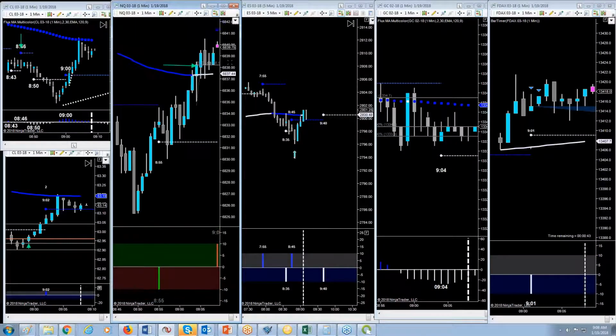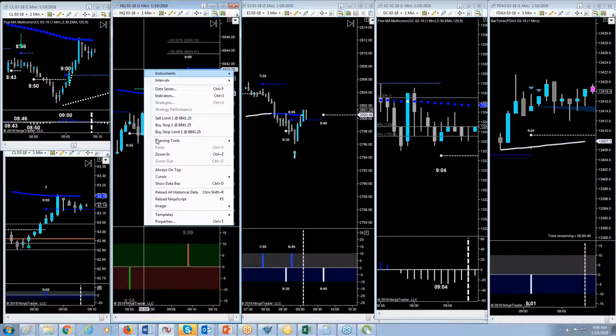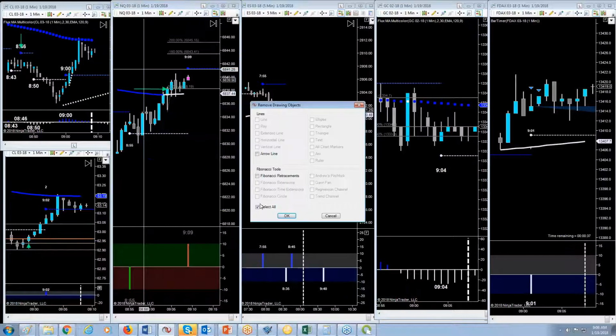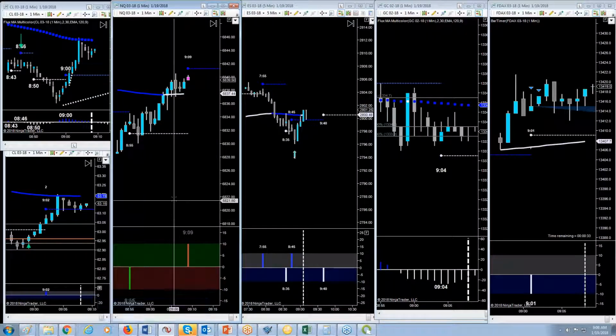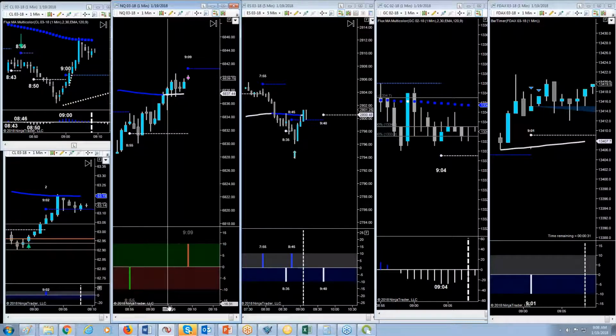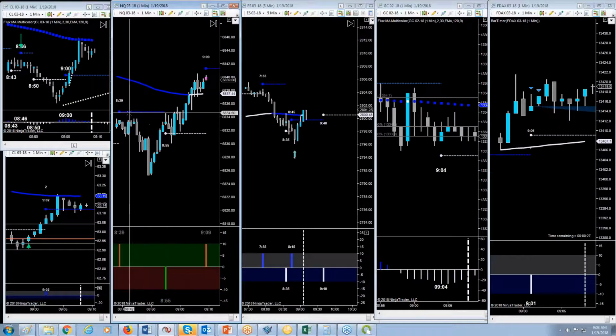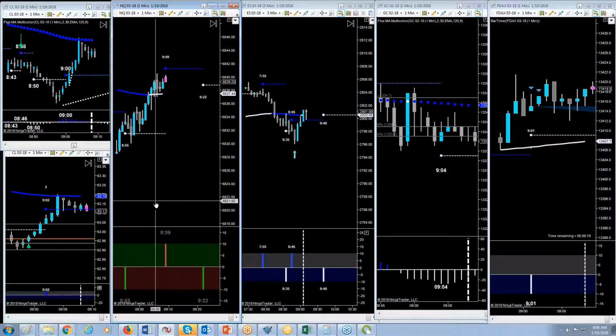I'm showing you the entries today, and that's what I care about, getting you to the entry part. You know how to manage it once you get there. So the NQ had the 855 signal right here. We had the 8:39 signal, followed by the 8:55 signal, followed by the 9:09 signal. The next one is at 9:22.